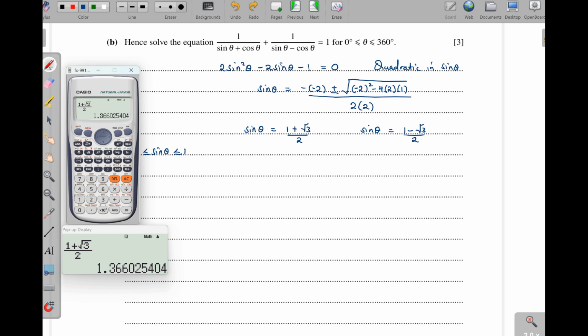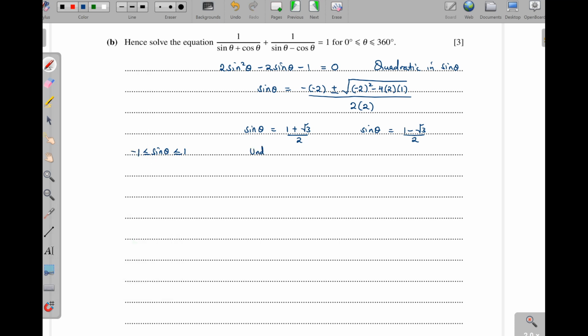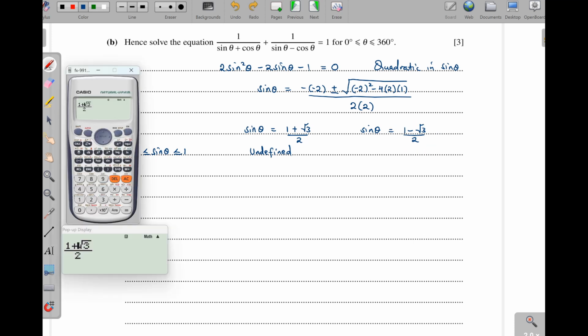Okay, let me just show you. If I say the arc sine of this one here, you see math error. So sine doesn't go beyond the 1. So meaning this one, we say it is undefined and we leave it. Okay, then we shall come to this one here. Is it a positive or a negative? So we have here, it has to be a minus, and then that one is a negative.